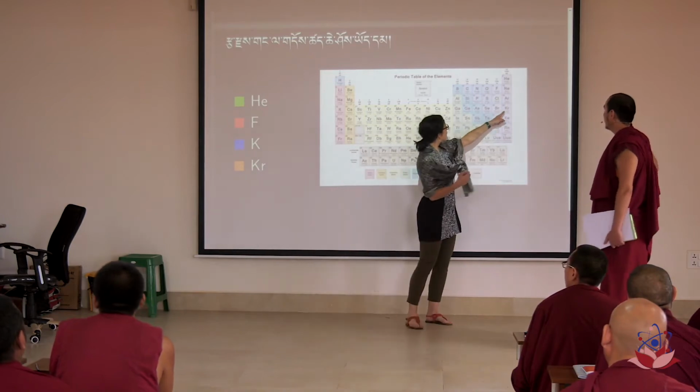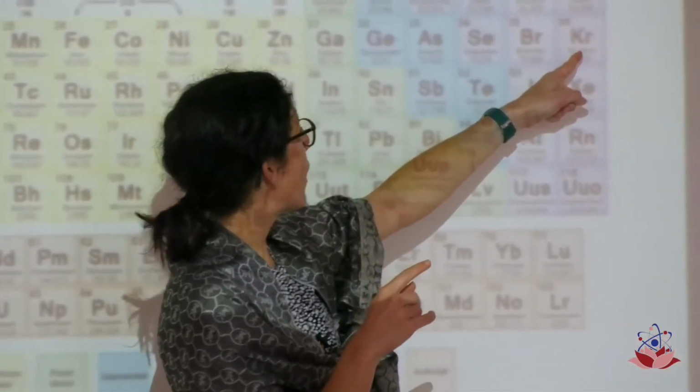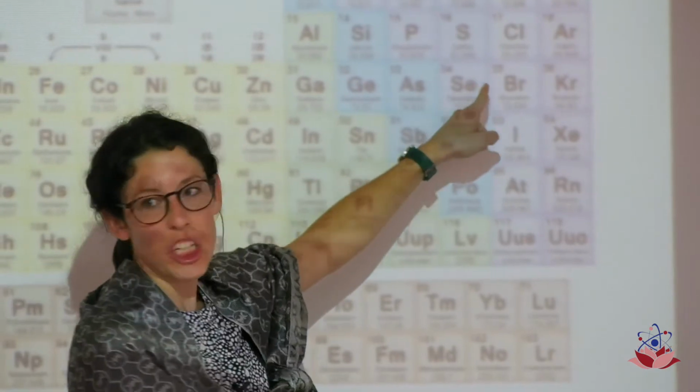So if we had krypton and we removed 2 protons, then we would have selenium.